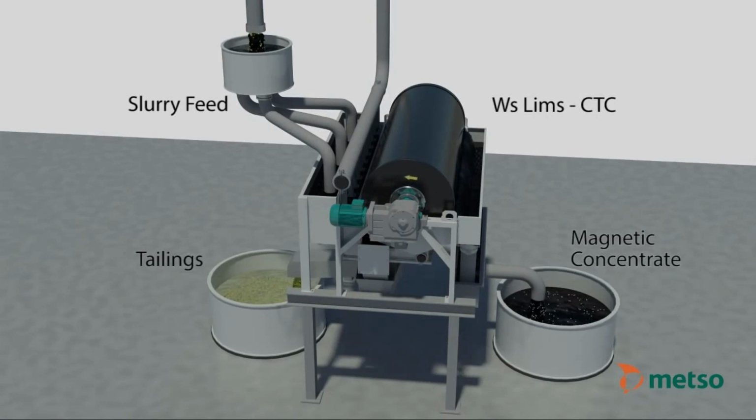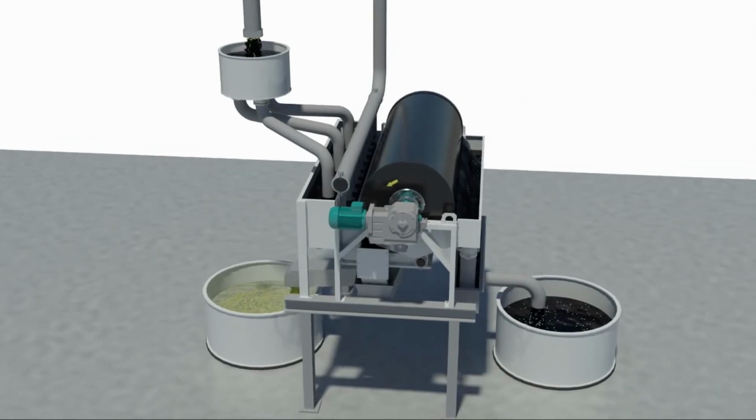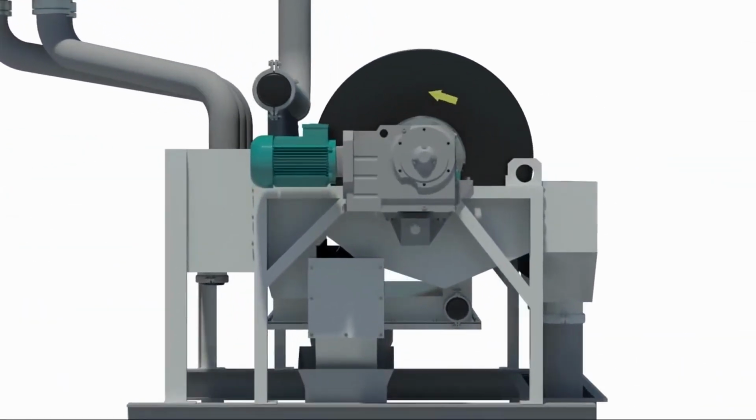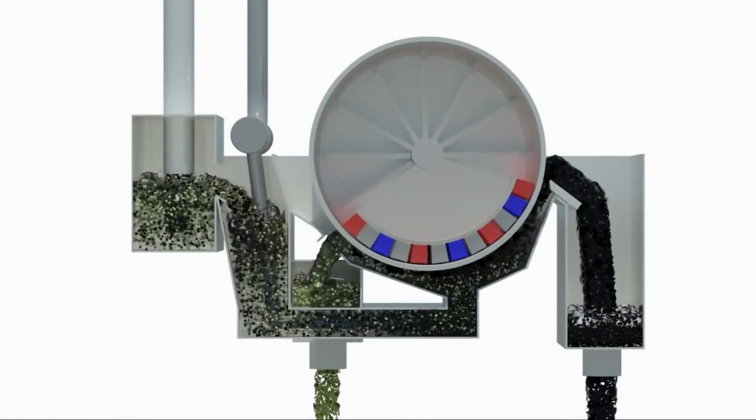So you can see the slurry feed, the tailings, the concentrate, and how this machine works. Take a look at the rotation of the drum. It's quite important to take a look at the drum rotation. So let's see it from inside. The slurry is going to be fed.